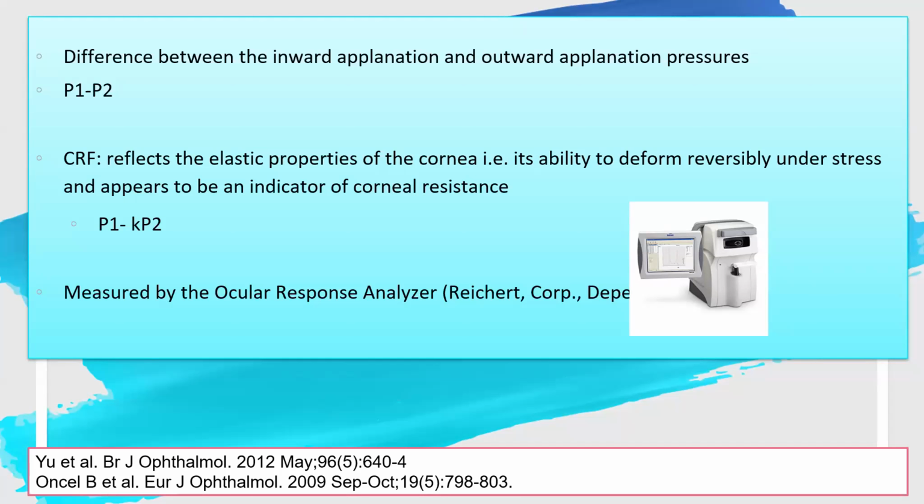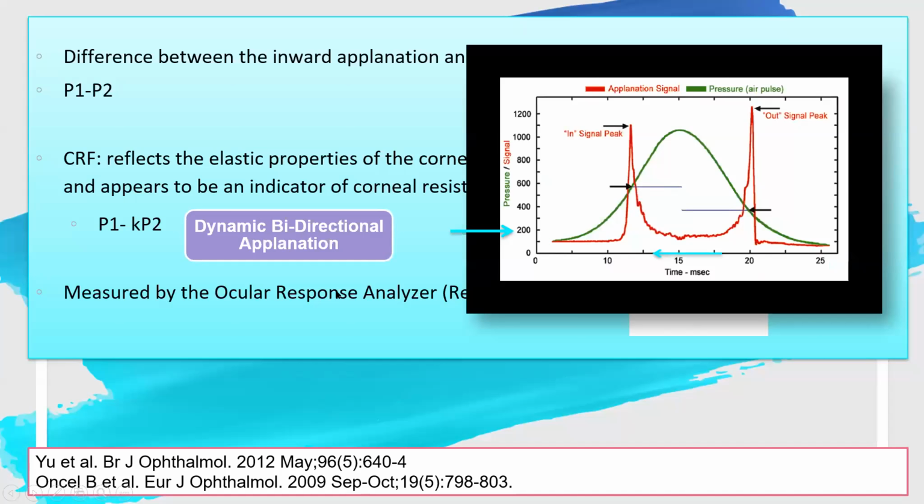Another factor which is measured by the ocular response analyzer is the elastic property of the cornea, which is the corneal resistance factor, which is the ability of the cornea to deform and then to again come back to its original position. It appears as an indicator of corneal resistance, that is CRF. Now this is measured by the ocular response analyzer. So we already discussed this graph.